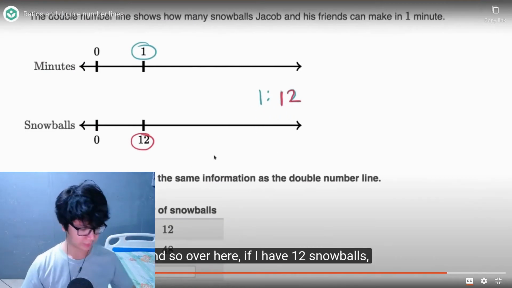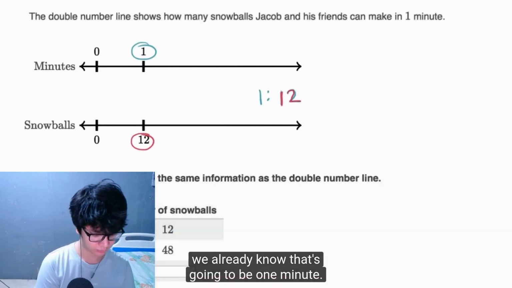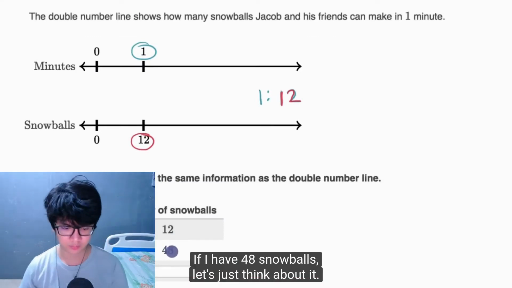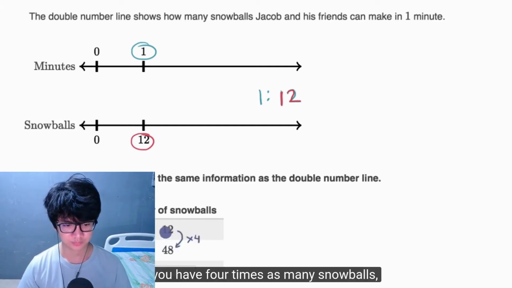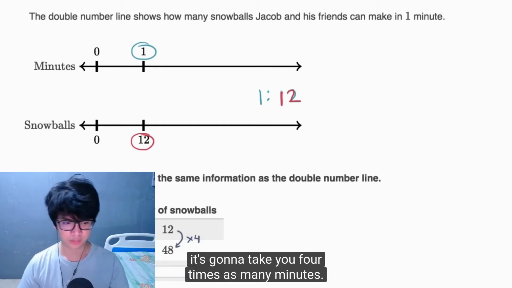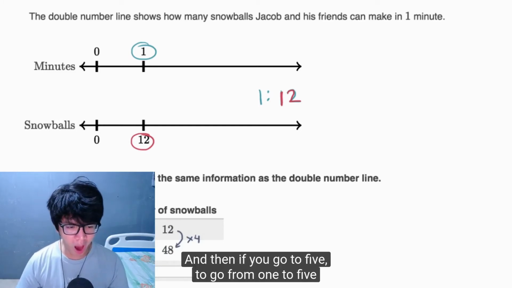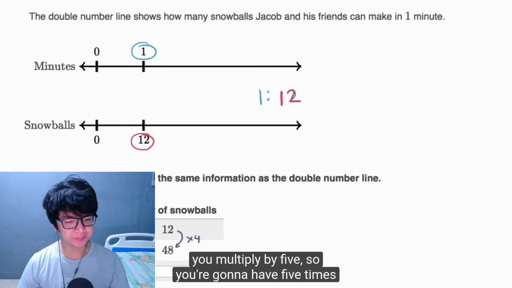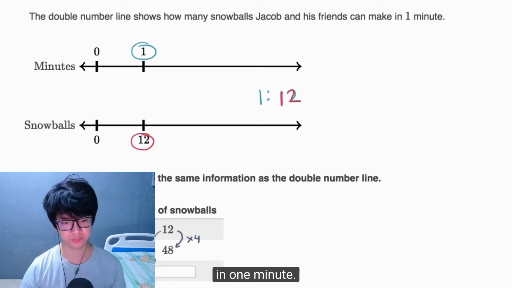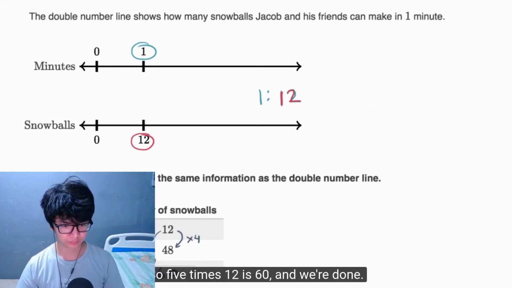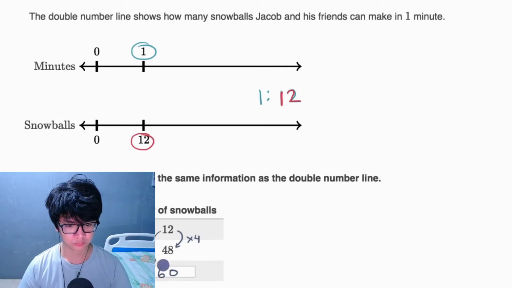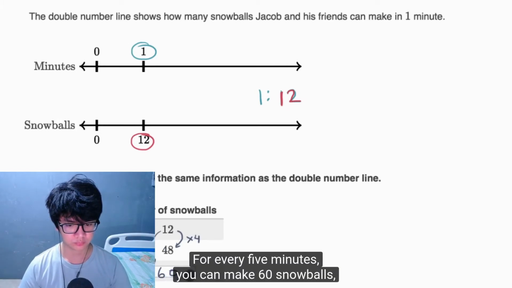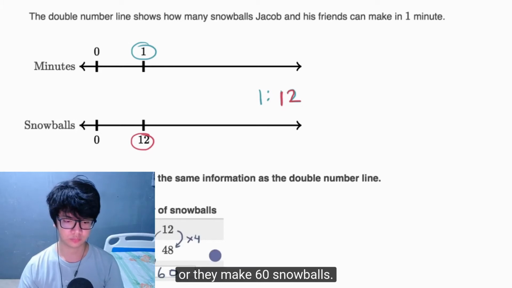And so over here, if I have 12 snowballs, well, we already know that's going to be 1 minute. If I have 48 snowballs, well, let's just think about it. To go from 12 to 48, you have to multiply by 4. So you have 4 times as many snowballs. It's going to take you 4 times as many minutes. And then if you go to 5, well, to go from 1 to 5, you multiply by 5. So you're going to have 5 times as many snowballs than you would be able to make in 1 minute. So 5 times 12 is 60. And we're done. It could be 1 to 12, 4 to 48, 5 to 60. For every 5 minutes, they make 60 snowballs.